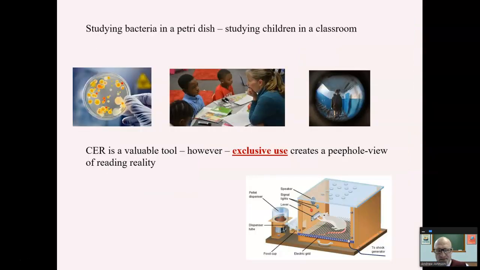In other words, they are saying the same research methods used to study bacteria in a petri dish not can, but must be used for studying children in the classroom. And they call this scientifically based reading research. And this insular view demonstrates a limited understanding of educational research. We call it scientific, but just saying it's scientific doesn't mean it's so. Controlled experimental research is a valuable tool. However, used as the exclusive tool, it creates this peephole view of reading reality and leads to the great ununderstanding of reading and research. And this peephole-based view misses a whole bunch of data around the sides.